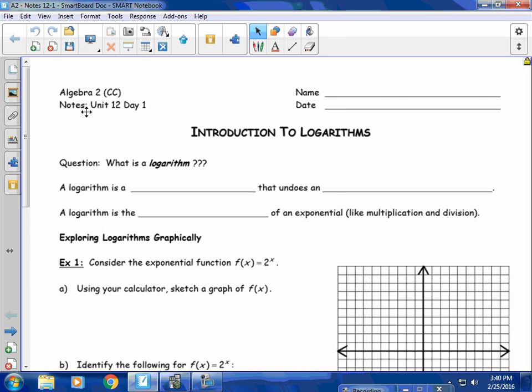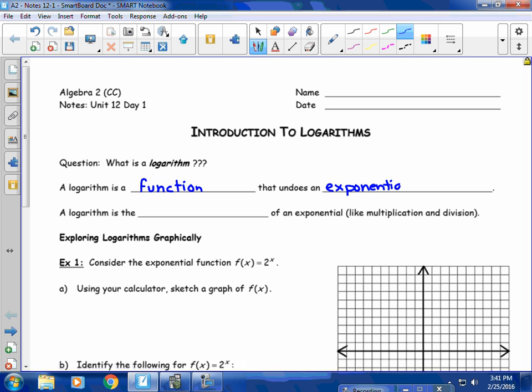All right, so introduction to logarithms. Logarithms are a new type of function that you haven't seen before, and we're doing them right after the exponentials because they're pretty closely related. Okay, so what is a logarithm? Well, a logarithm is a function that undoes an exponential function. And if it undoes another function, another word for that is saying that it is the inverse of an exponential function.